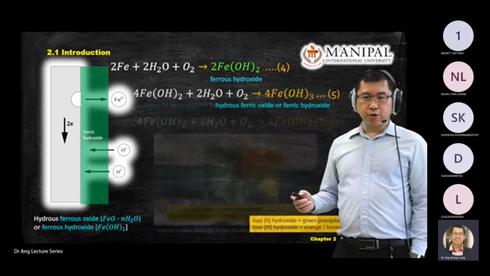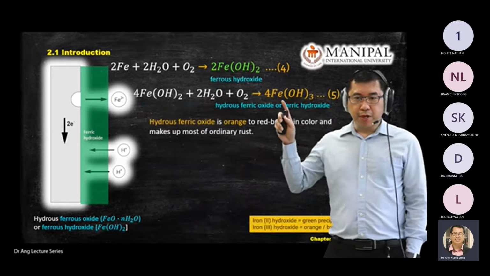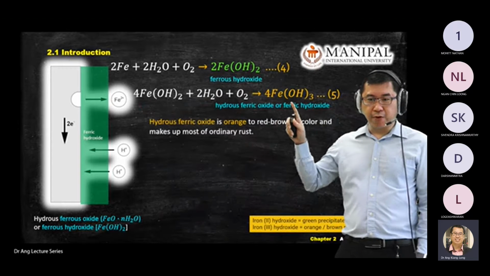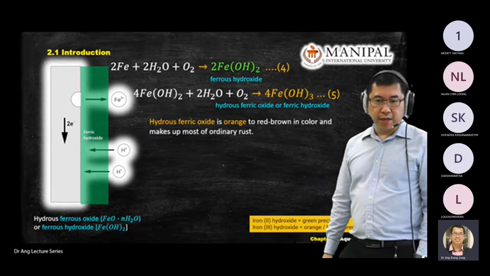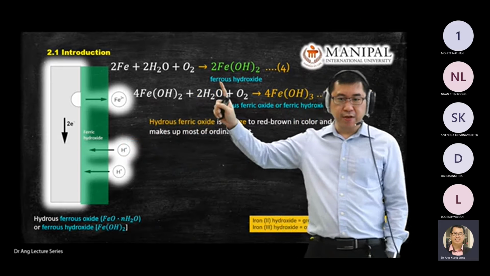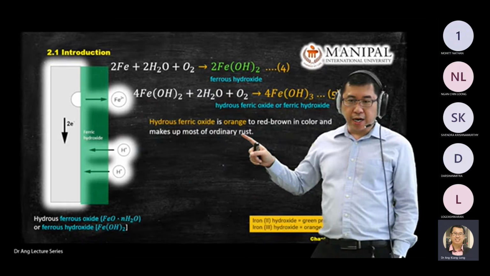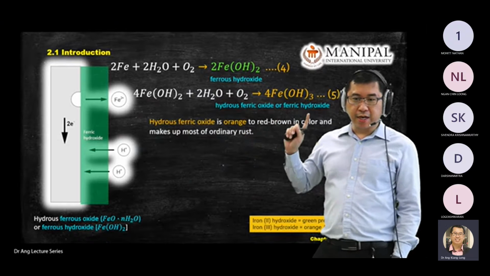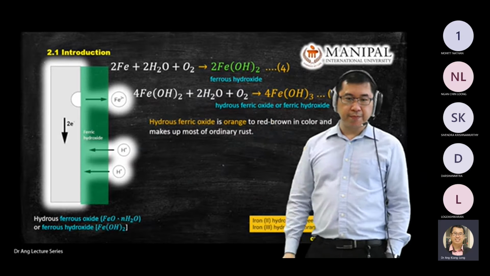Okay, so in the corroded side, you see you have two colors there, so I put a remark there. For FeOH3, the name is ferric hydroxide. I put a wrong name there in my slides. Green color is ferrous hydroxide. Orange color will be ferric hydroxide or hydrous ferric oxide.